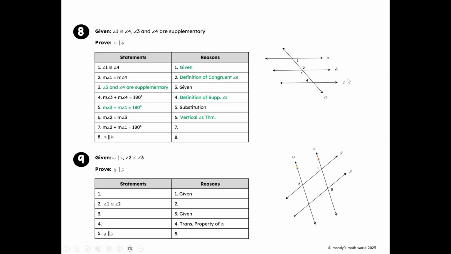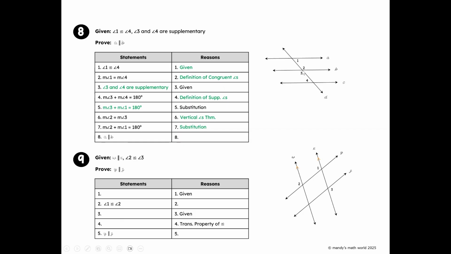Now, if the measure of angle 3 plus the measure of angle 1 is 180, and the measure of angle 2 equals the measure of angle 3, then anywhere I see the measure of angle 3, which is right here, I can replace it with the measure of angle 2 by the substitution property. So now I've created an equation that shows this angle measure and that angle measure are supplementary, right? Those angles are supplementary. So when I add their measures together, I get 180 degrees.